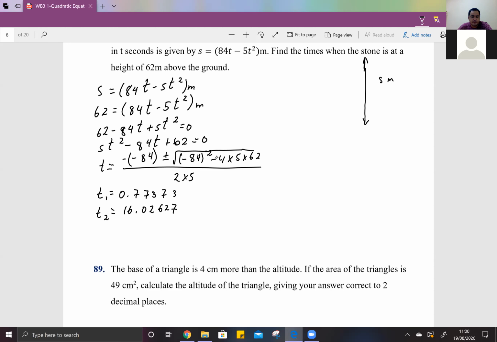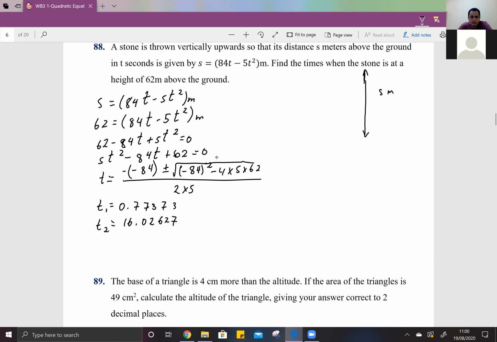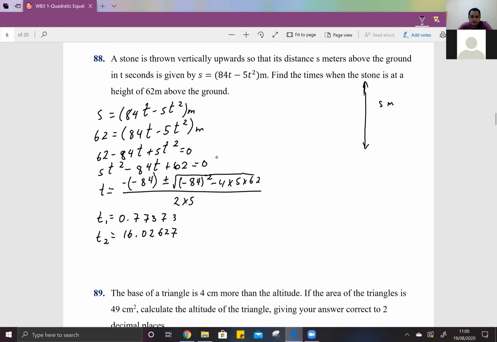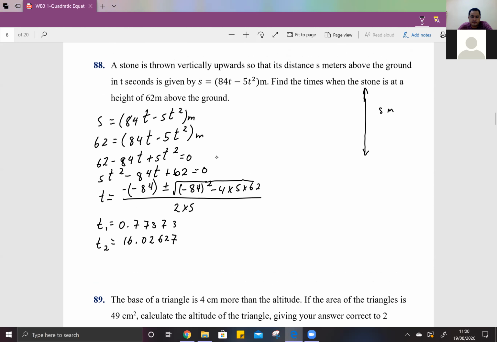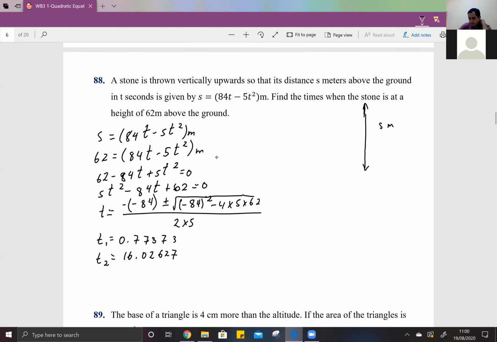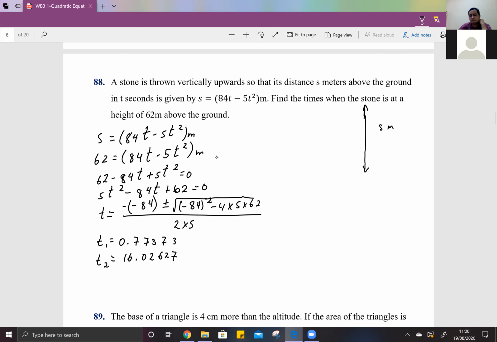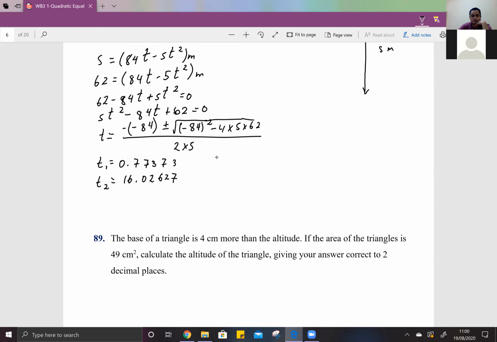Okay. Well, why do we have two different results? Because we have the plus or minus. I mean, which one should we pick as an answer? Oh. Not sure.